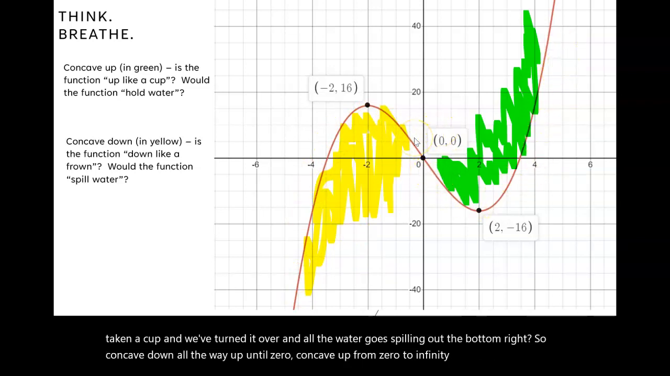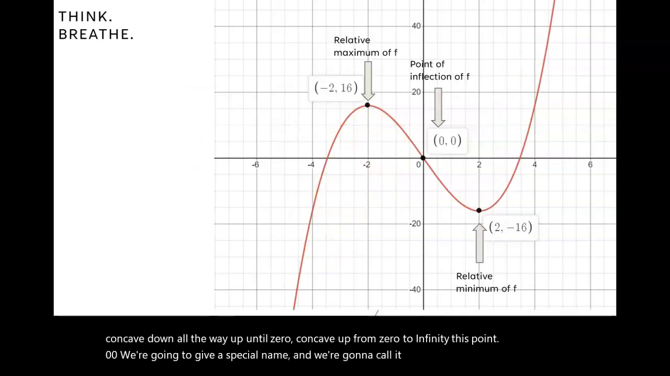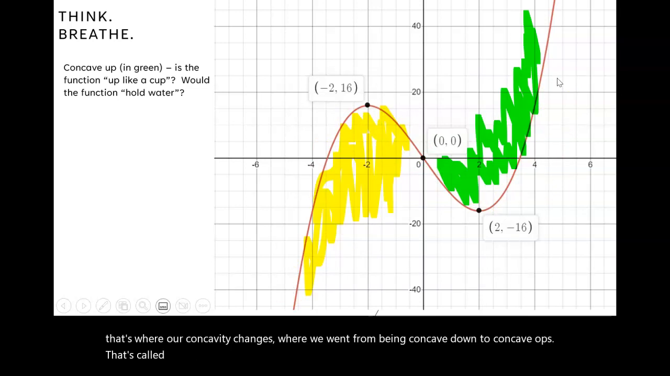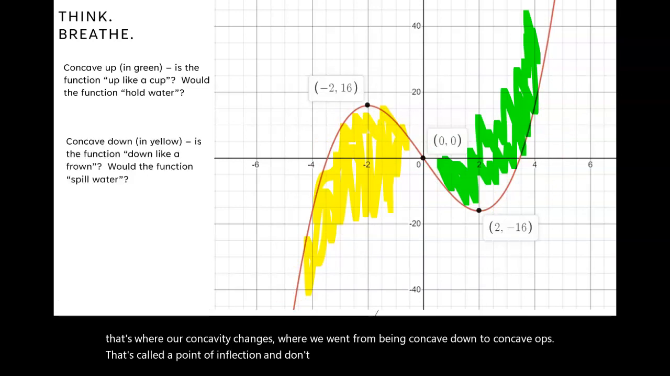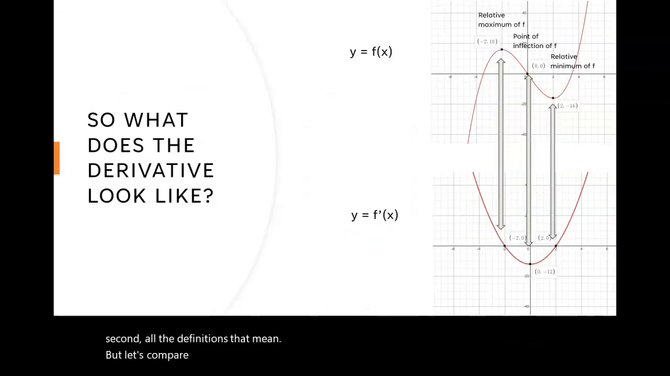This point (0, 0), we're going to give a special name. We're going to call it a point of inflection. That's where our concavity changes, where we went from being concave down to concave up. So that's called a point of inflection. And don't worry, we'll go through all the examples in just a second, all the definitions I mean. Let's compare. We've got our function graph right here.